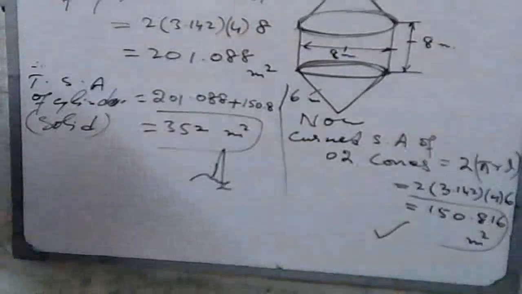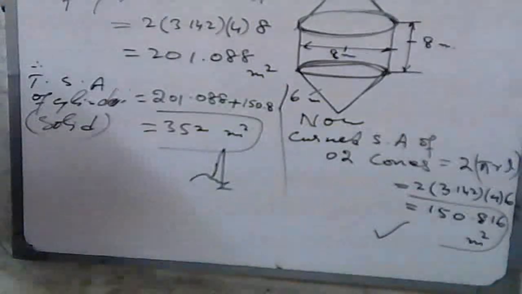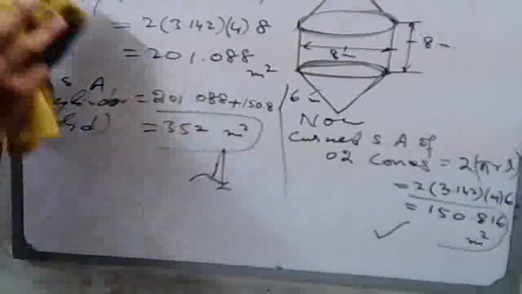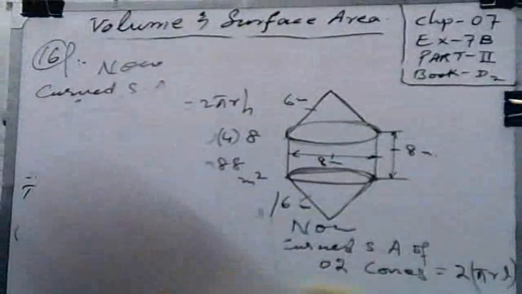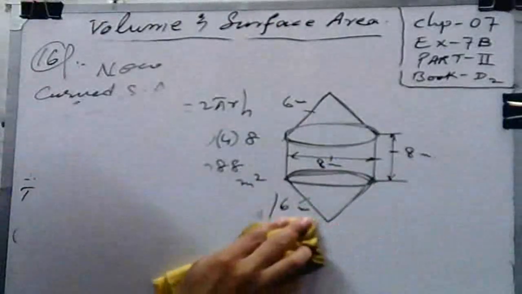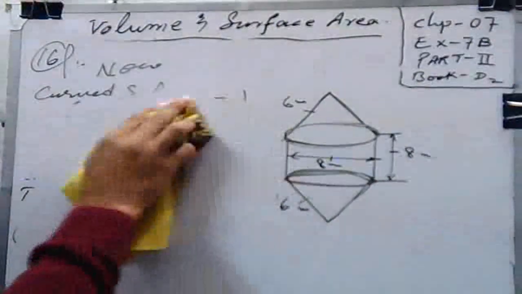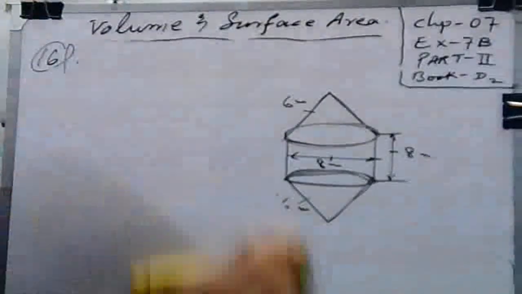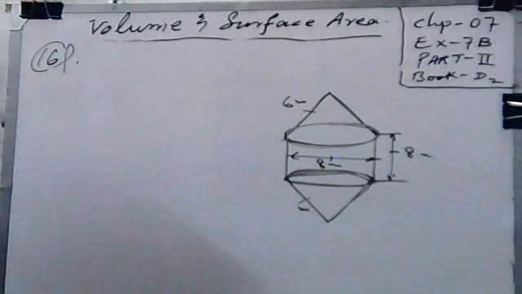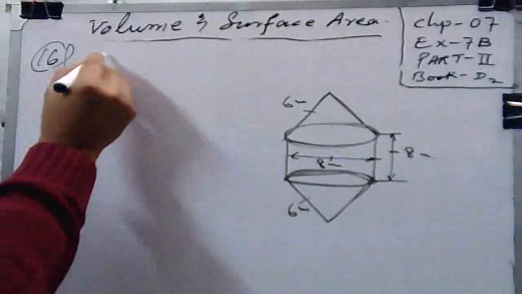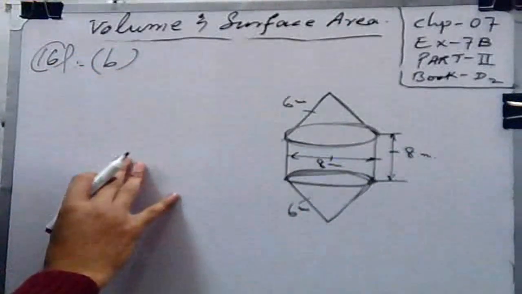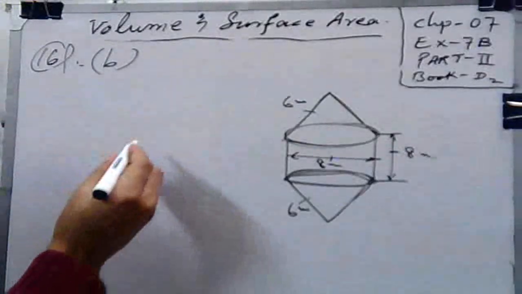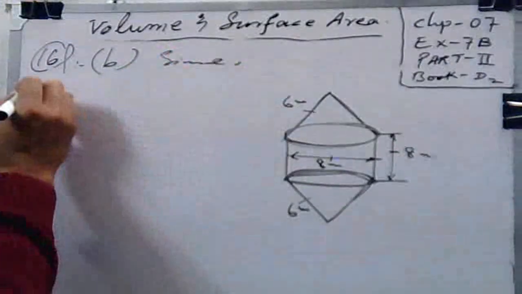Now we have to find the volume of the solid cylinder with conical ends as shown. Now coming to part B. In part B we have been asked to find the volume of the solid. So first the volume of two cones.